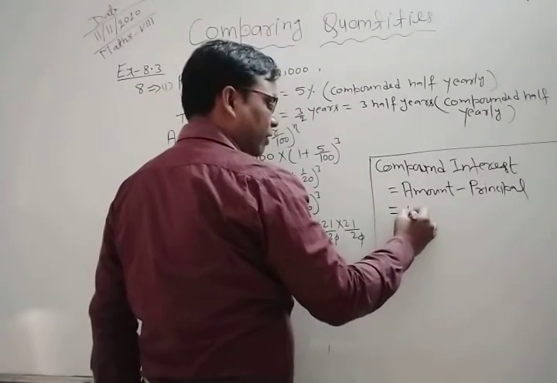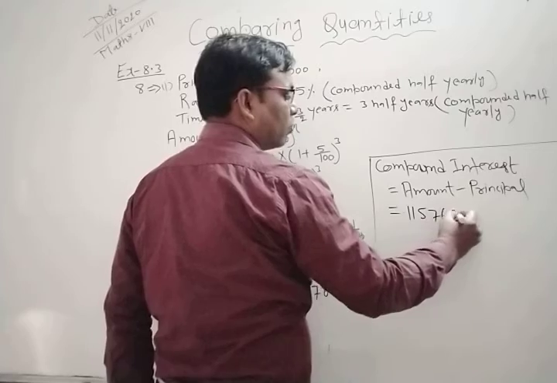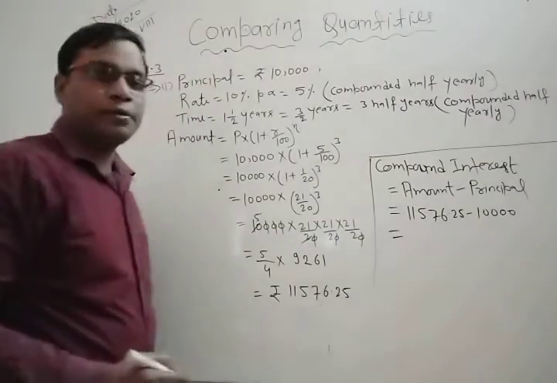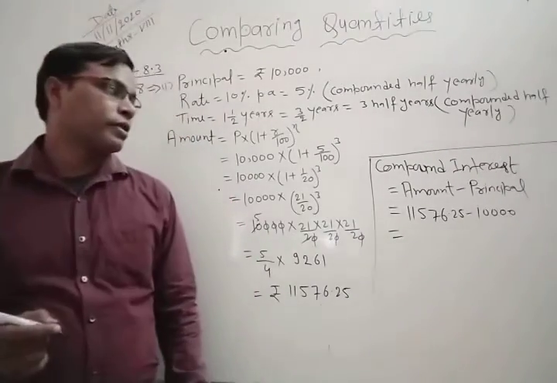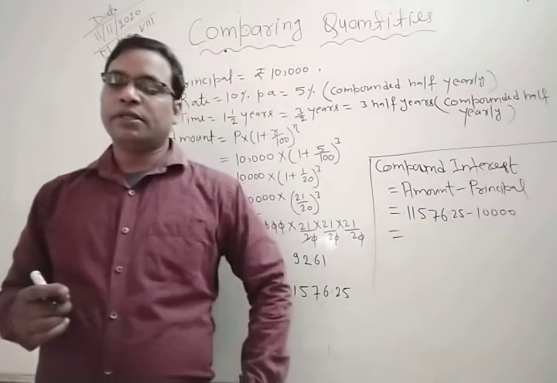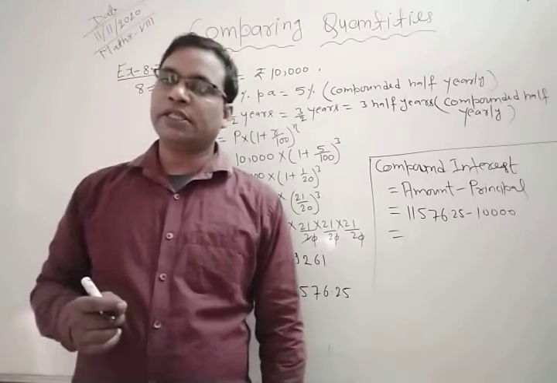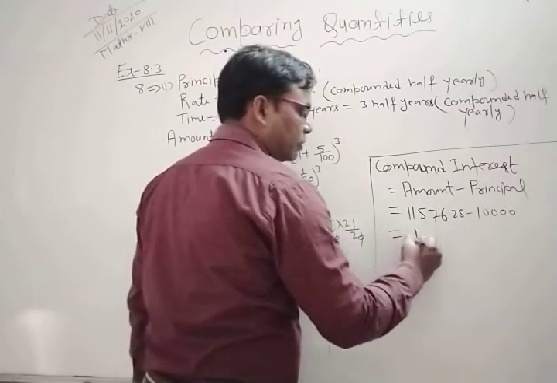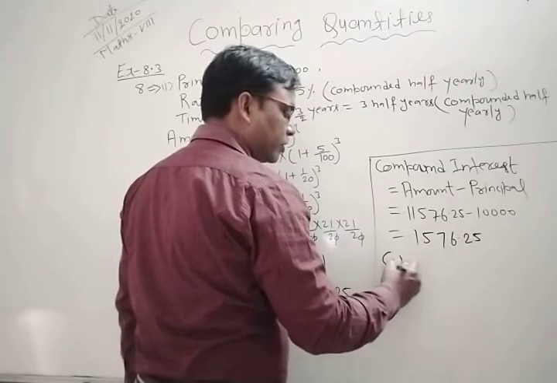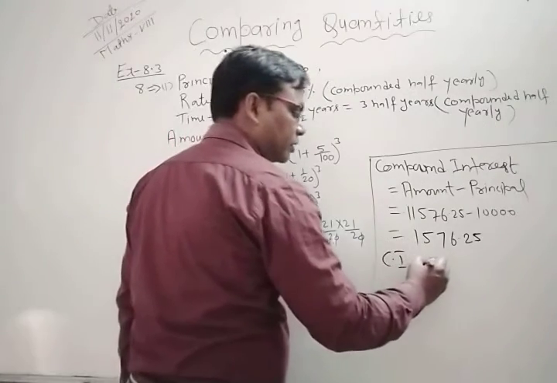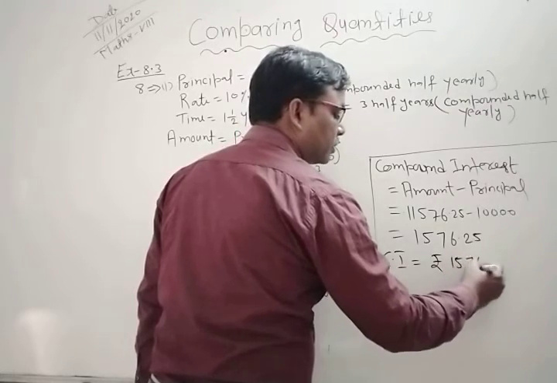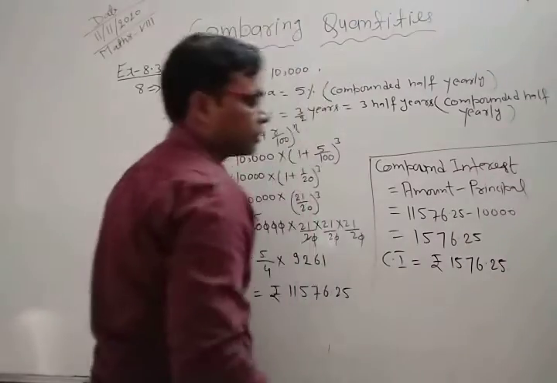Okay, so the amount we find is 11,576.25 minus 10,000. So here if you subtract 10,000 from 11,576.25, then you obtain 1,576.25. You can say this is your compound interest, 1,576.25 rupees. Clear?